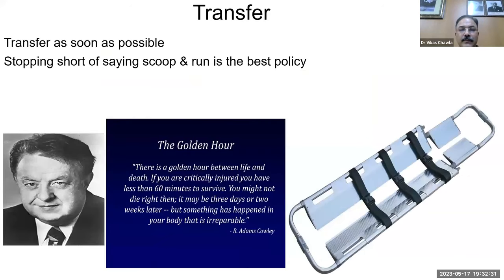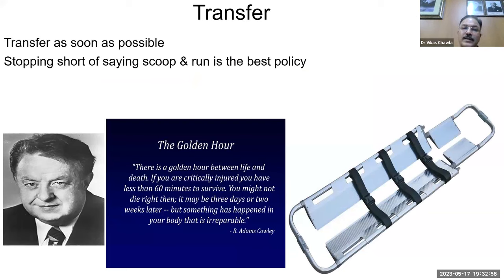Now, the way to transfer. This American surgeon came up with the concept of the golden hour, though it has stood the test of time, it is still not evidence-based. He said that there is a golden hour between life and death. If you are critically injured, you have less than 60 minutes to survive. You might not die right then. It may be 3 days or 2 weeks later, but something has happened in your body that is irreparable.